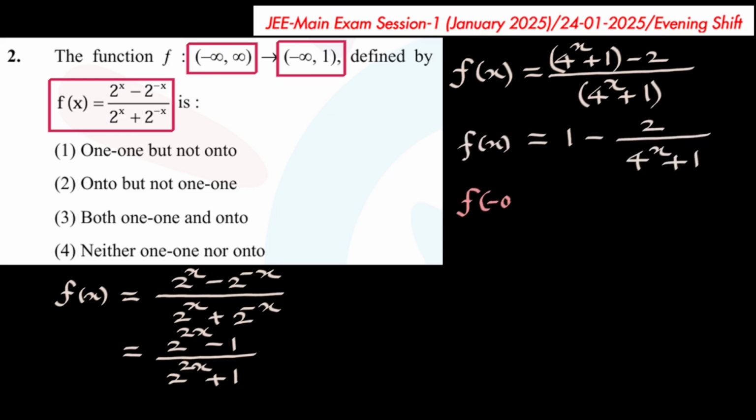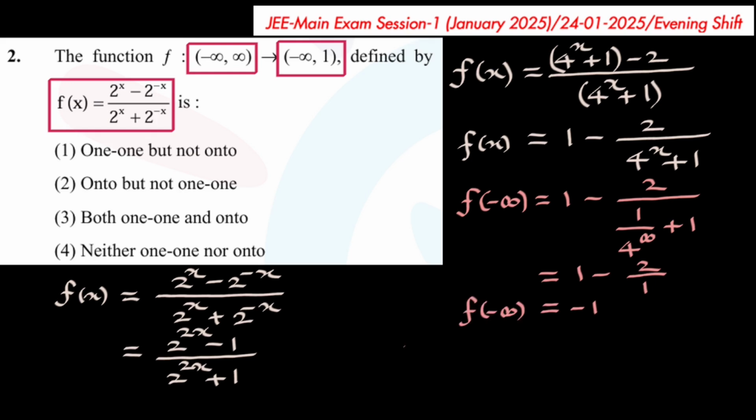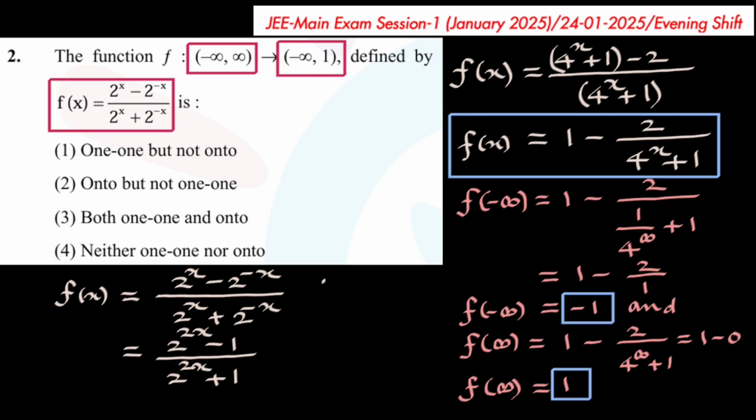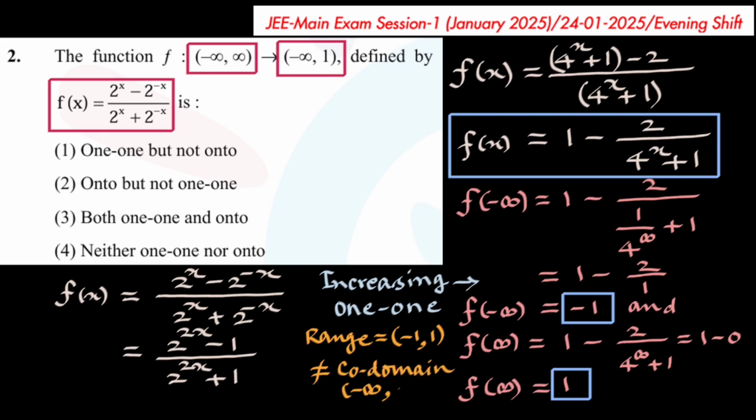Now for f of minus infinity, this will be 1 minus 2 upon (4 raised to minus infinity plus 1), that is 1 minus 2, which is minus 1. And f of infinity will be 1 minus 2 upon (4 raised to infinity plus 1), that is 1 minus 0, which is 1. We find that this function is continuously increasing from minus 1 to 1. So it is increasing, hence one-one. Secondly, the range minus 1 to 1 is not equal to the codomain minus infinity to 1, which implies it is not onto. So the correct answer is option 1: one-one, but not onto.